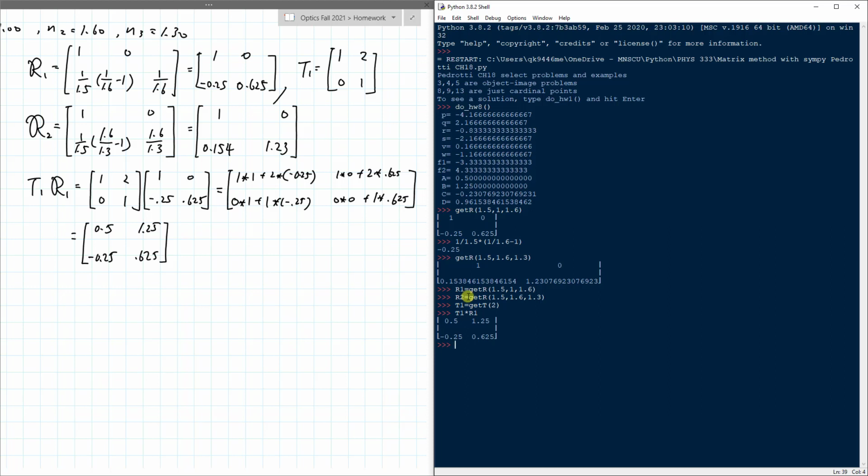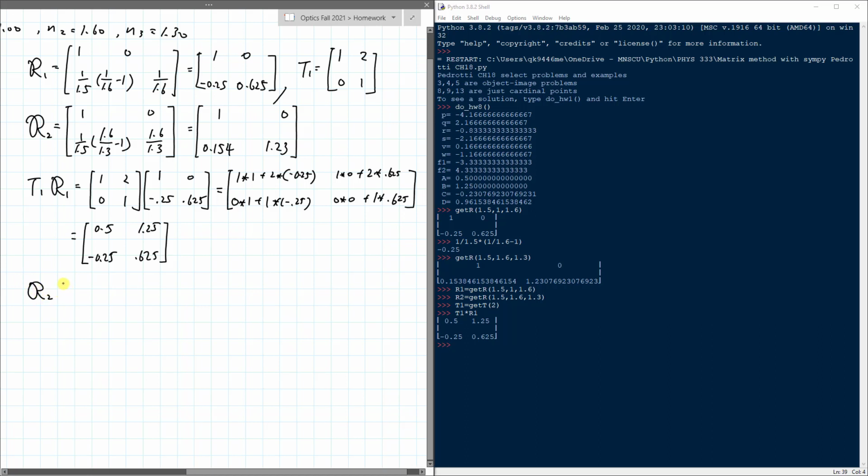And then the next step is R2 times this T1 R1. So R2 is this, 0.154, 1.23, then times 0.5, 1.25, minus 0.25, 0.625. Okay, so we'll do this more quickly now. That times that, that's only a half. Then that times that, that's 1.25.